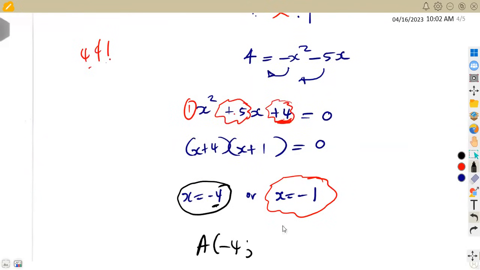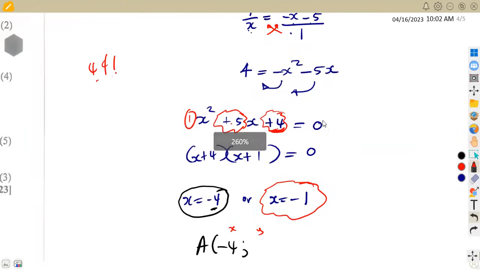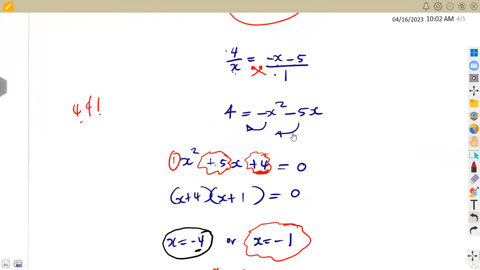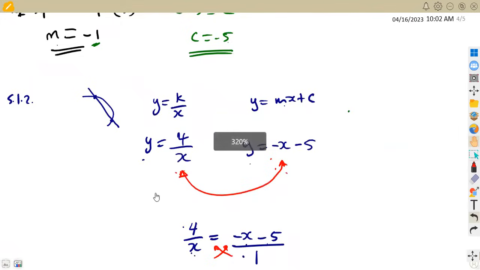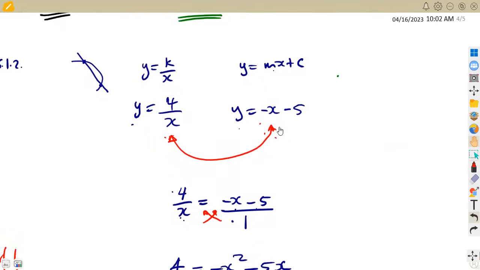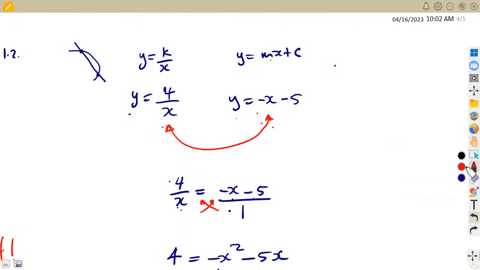What about the value of y? Because a point is supposed to be written as (x, y). Remember, we said at a point of intersection, the two functions are equal. So we can substitute x, which is minus 4, into any of these two equations because they are equal at a point of intersection. So when x is equal to minus 4, I can substitute here. Y is equal to 4 over x, which is minus 4. So y is equal to minus 1.